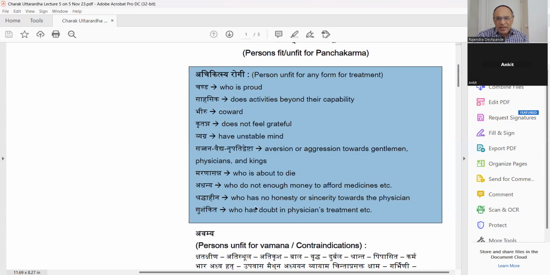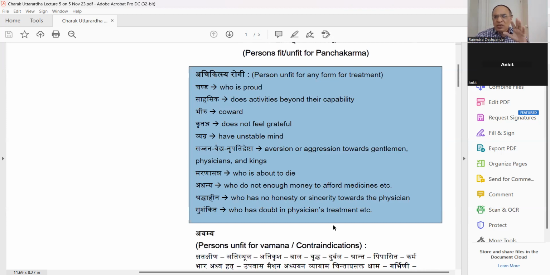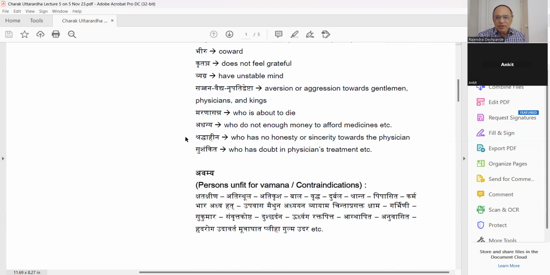Shraddha Hina, who has no honesty or sincerity towards the physician. Sushankita, who is a very doubtful person. They always have some doubts in their mind. Better to do counseling and then only you can treat them. Okay. So let us start to discuss Vamana Virechana.